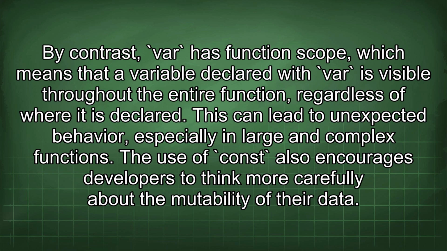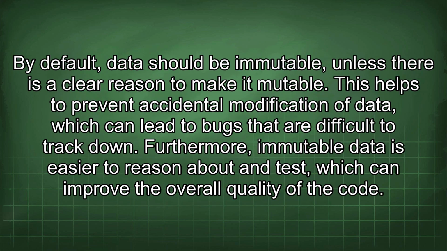The use of const also encourages developers to think more carefully about the mutability of their data. By default, data should be immutable unless there is a clear reason to make it mutable. This helps to prevent accidental modification of data, which can lead to bugs that are difficult to track down. Furthermore, immutable data is easier to reason about and test, which can improve the overall quality of the code.